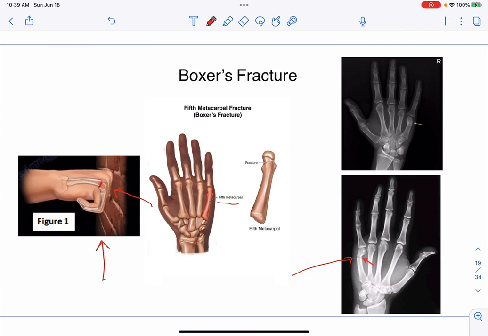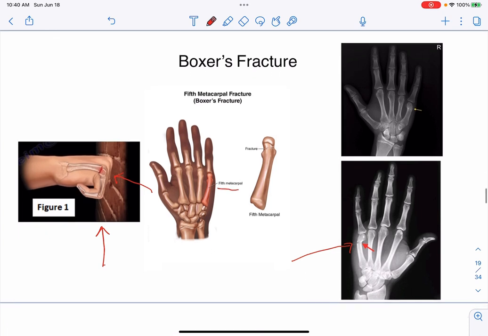Then again, this is when you punch something. So if you get angry and you punch a wall or you punch a locker or whatever it is, and I'm using these examples because my son has done all of those. I think he's had three boxer's fractures to date. All right.